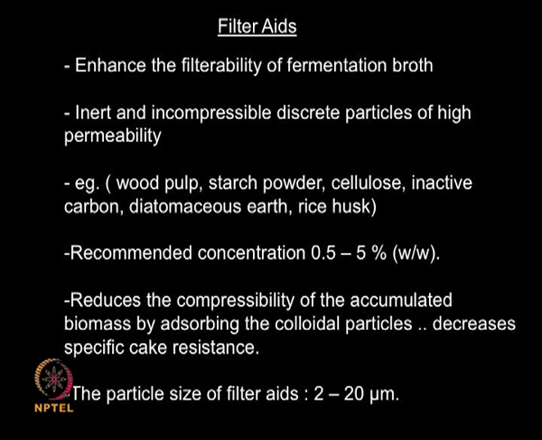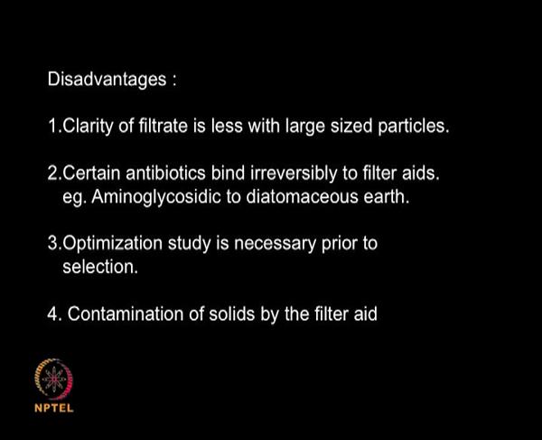So basically what does it do? It reduces the compressibility of the biomass, it reduces the specific cake resistance. So if you remember, specific cake resistance in Darcy's law comes in and it has a very important bearing on the flow of the liquid as well as the rate of filtration. So it decreases the specific cake resistance. Generally the particle size of these filter aids is between 2 to 20 microns. So there are some disadvantages in the use of filter aids. If there are advantages, there are always disadvantages, in any process you select.